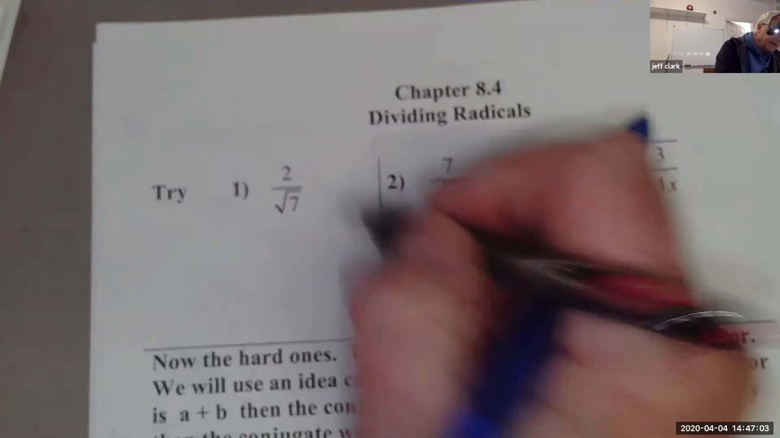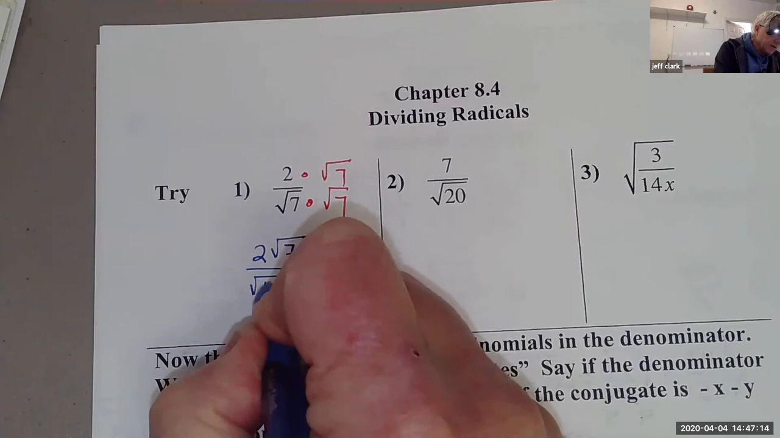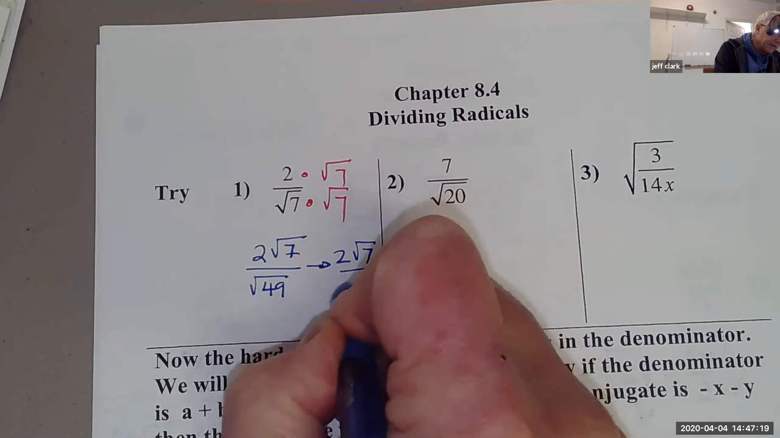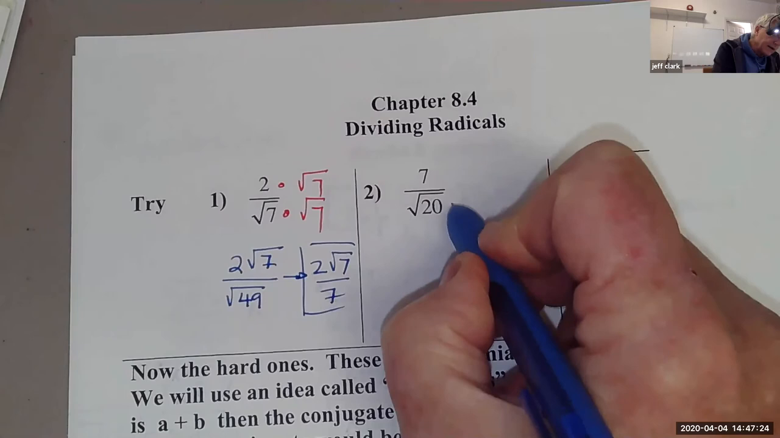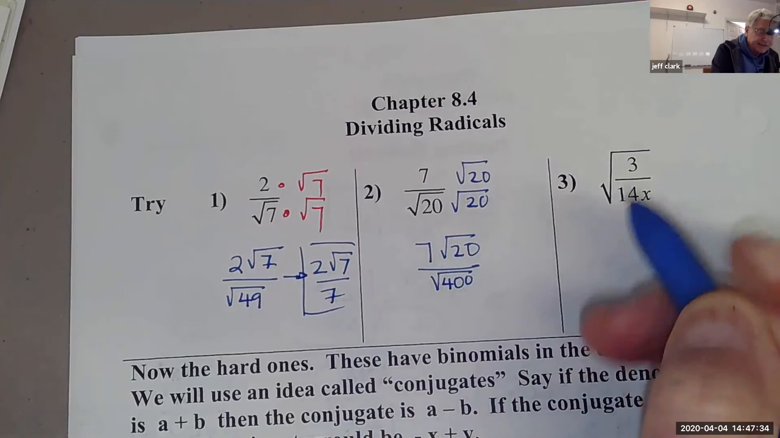Okay, I'm going to go times and times, radical 7, radical 7, multiply straight across. Finally, we go 2 root 7 over 7, and that's it. Again, root 20, root 20, that's 7 root 20, all over square root of 400, but that's 20. So 7 root 20 over 20.